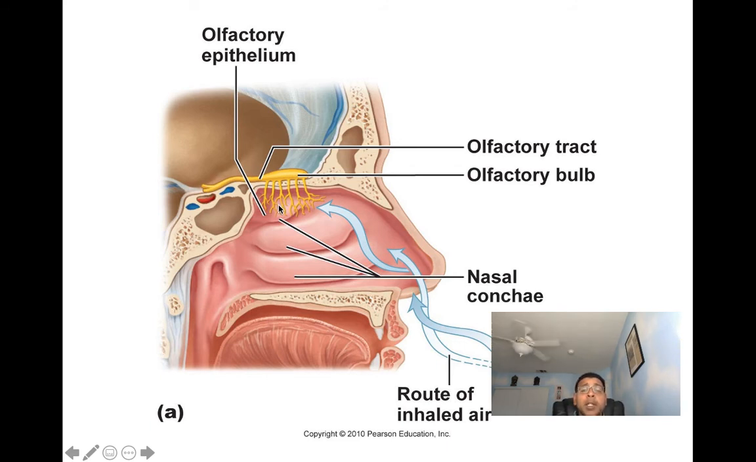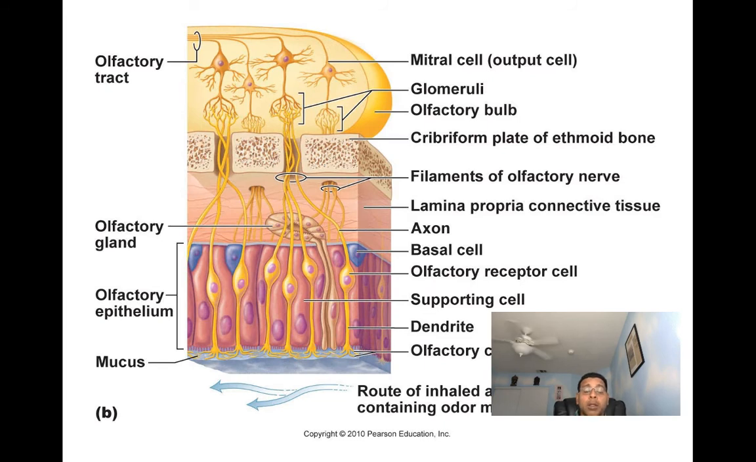The epithelium contains millions of bowling pin-shaped receptor cells. We can also refer to them as olfactory sensory cells. And these cells are surrounded and cushioned by columnar supporting cells. So we'll zoom in on that epithelium.